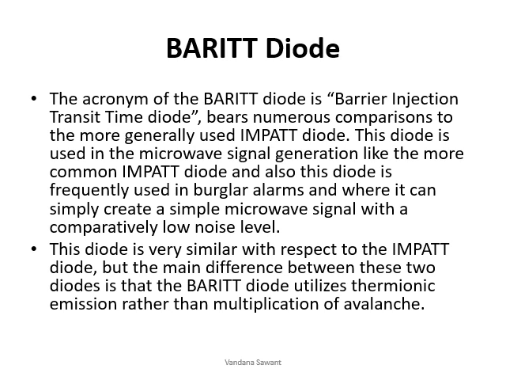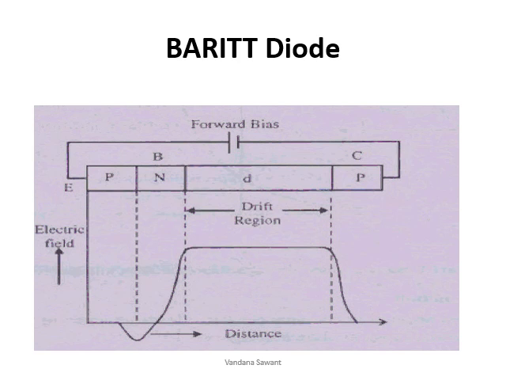this diode is also frequently used in burglar alarms, where it can simply create a simple microwave signal with completely low noise levels. So wherever we want tight security, where no burglar or external object should enter, the Barrett diode is used. This diode is very similar to the impact diode, but the main difference between these two diodes is that the Barrett diode utilizes emission rather than the multiplication of avalanche electrons.